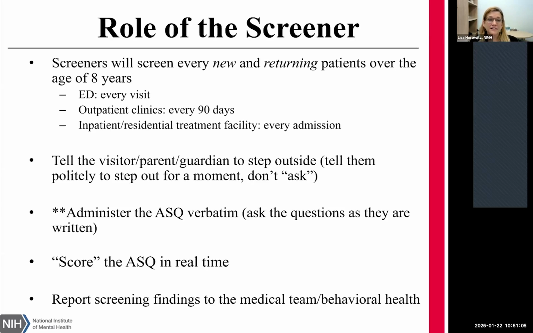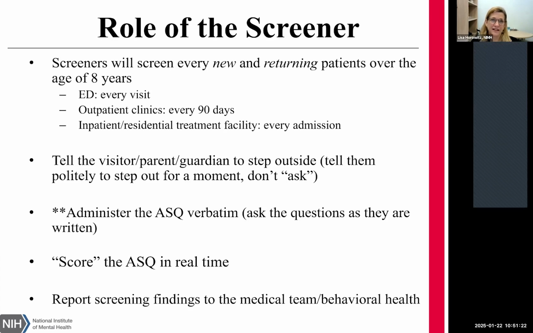You say to a parent, and I'm going to go over scripts and how to introduce this, but a parent, you say, I'm going to ask you to step out for a minute, and if I have any concerns about your child's safety, I will let you know, so it's not a mystery. And then you administer the ASK verbatim.